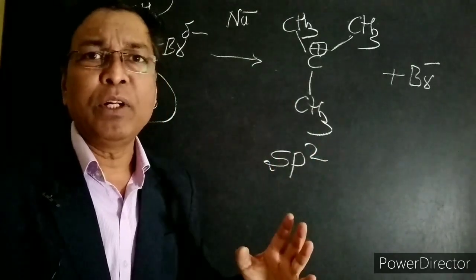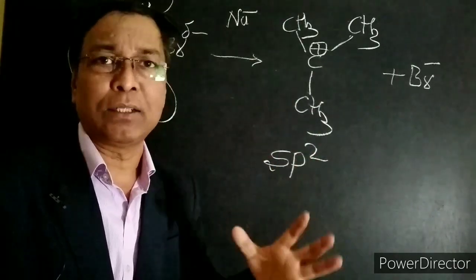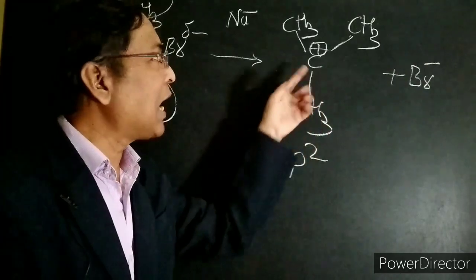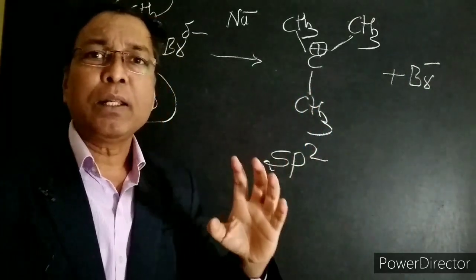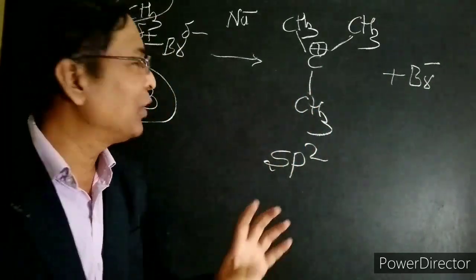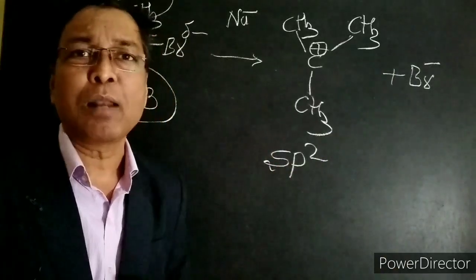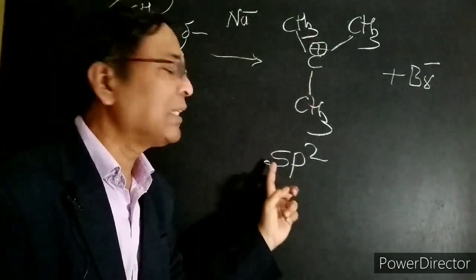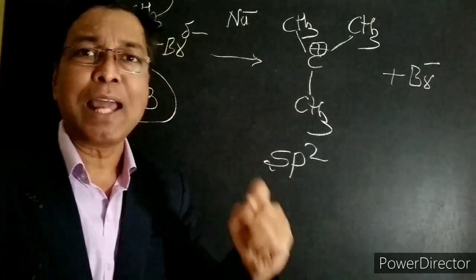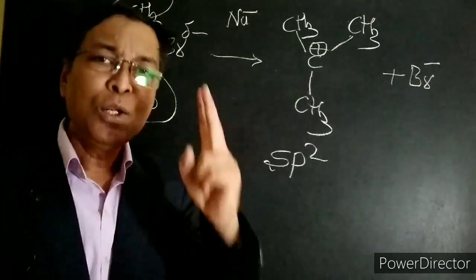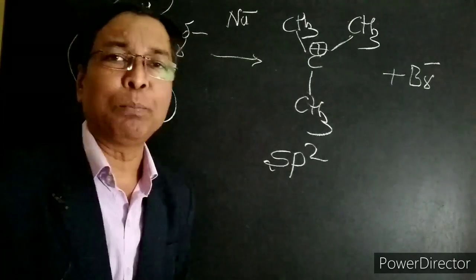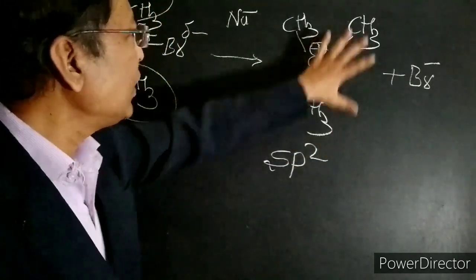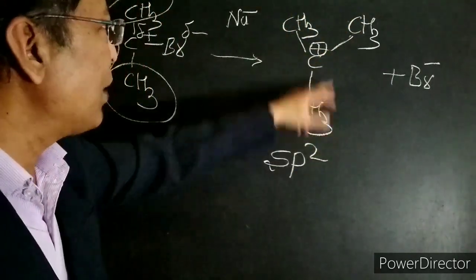In one of my videos, I have explained how to detect the hybridization of a carbon atom. When the carbon atom is bonded to 4 sigma bonds, we call it sp3 hybridized carbon. When the carbon atom is bonded to 3 sigma bonds, it is called sp2 hybridized carbon atom. And when the carbon atom is bonded to 2 sigma bonds, we call it sp hybridized carbon atom. What is the geometry of this sp2 hybridized carbon atom?